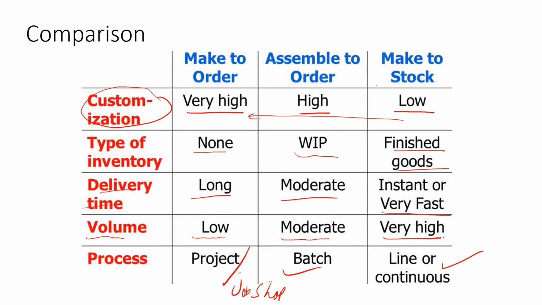I hope you got the idea of what make to order, assemble to order, make to stock, and engineering to order are, and what the differences between them are. Based on the differences, you can select, according to your particular product, which manufacturing strategy or operation strategy is more appropriate for you.